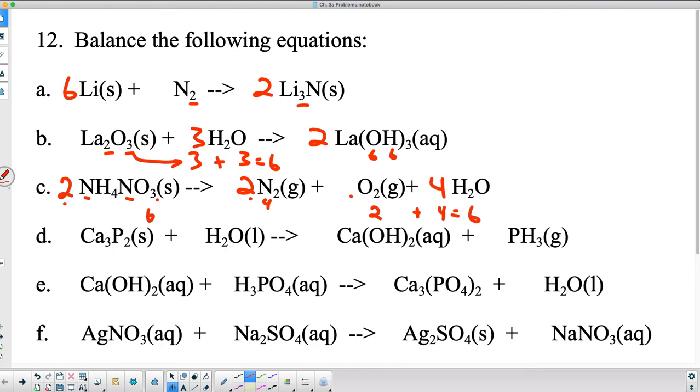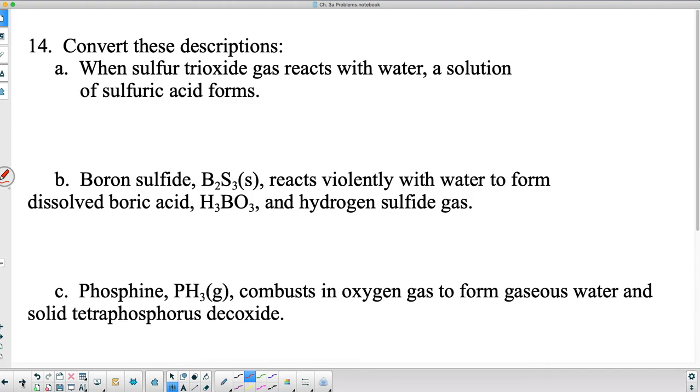Okay, go ahead and do D through F. I'm expecting those to be finished and done, even though I didn't go over them on the screencast. So you should do those on your own, and if you don't do them, you won't get full credit for the problem set. So number 14, I'm going to do A and B. You do C. Again, if you don't do it, you won't get the points.